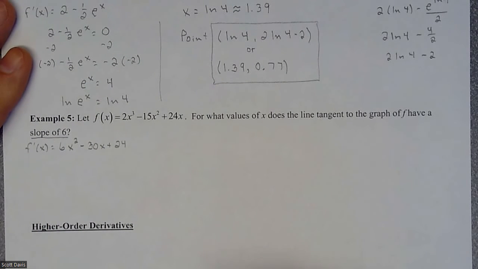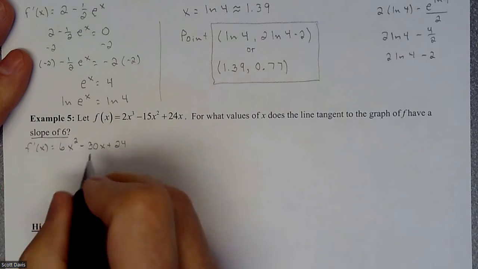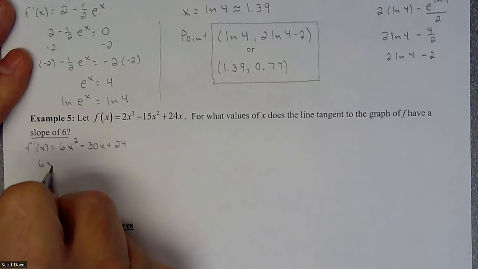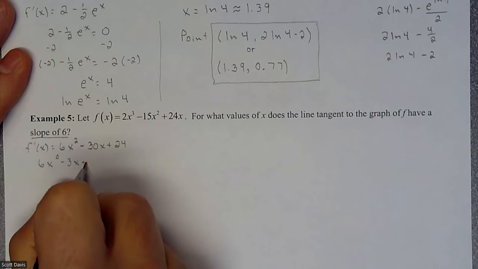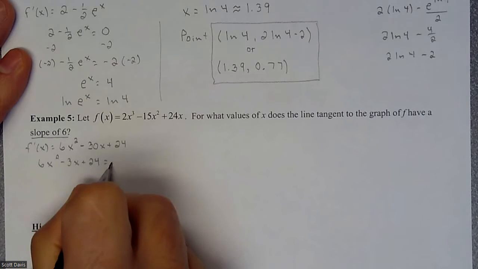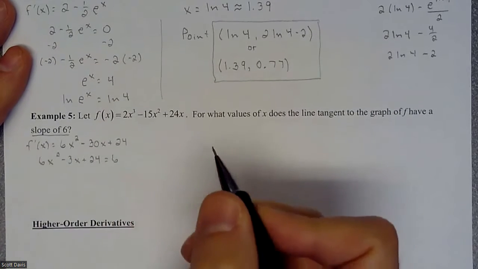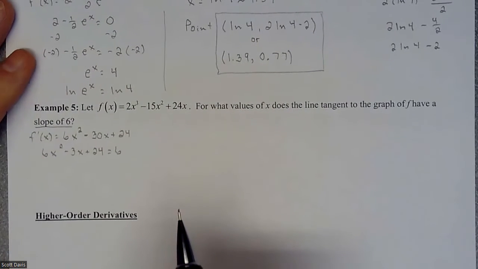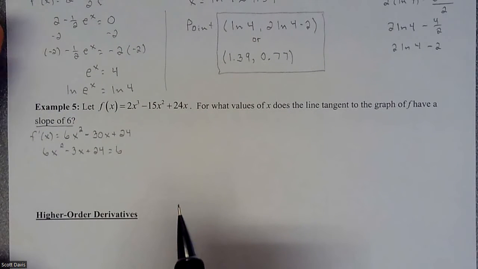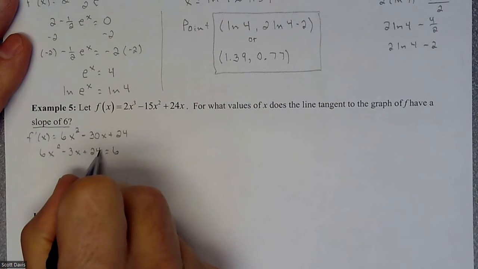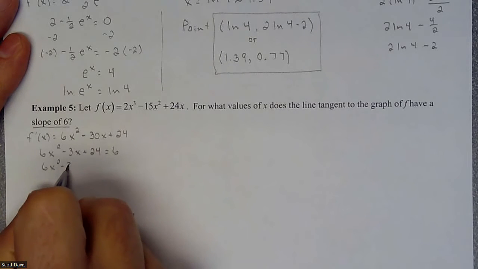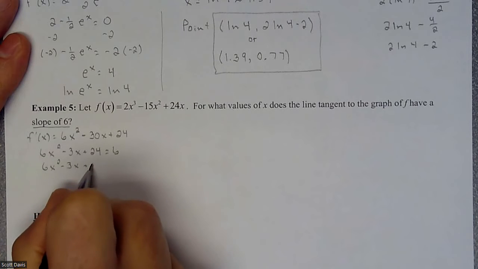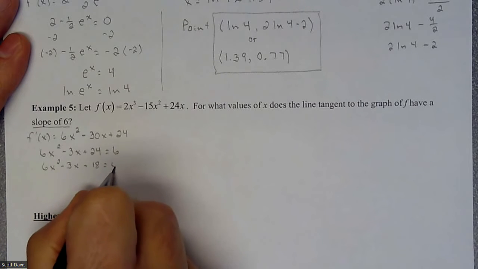There's our slope equation. So if we have a slope of 6, that means we're going to take this derivative, this slope equation, and set it equal to 6. All right, let's see. We have a quadratic. There's potential for 2 answers. We don't know. Let's figure this out. So we'll subtract the 6 over. So if I subtract the 6 over, that's going to make this 6x squared minus 3x plus 18 equaling 0.